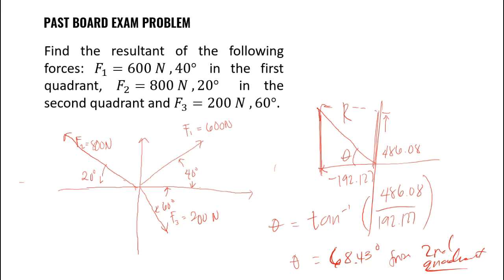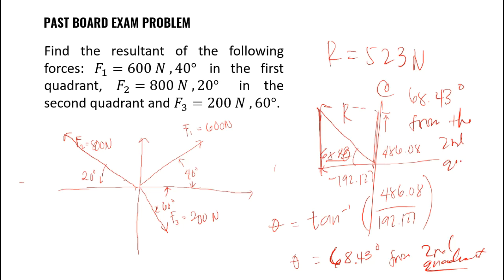So, if you take it from the first quadrant, guys, of course, you subtract it from 180. So, this is 68.43, and this is our answer. We have here 523. So, our resultant force is 523 newtons at 68.43 degrees from the second quadrant.